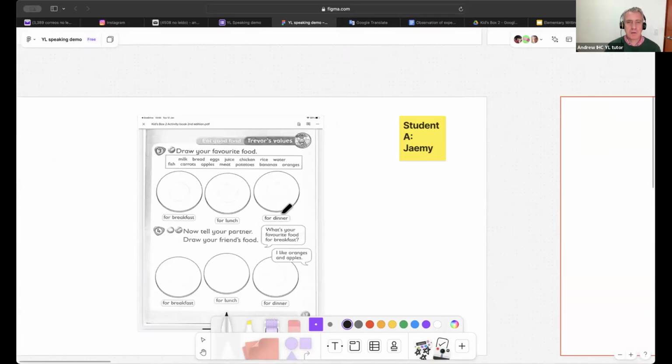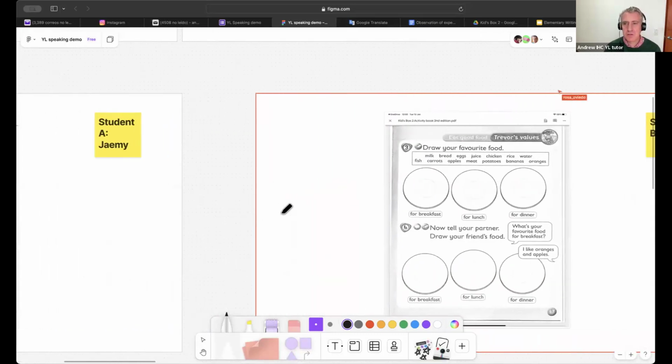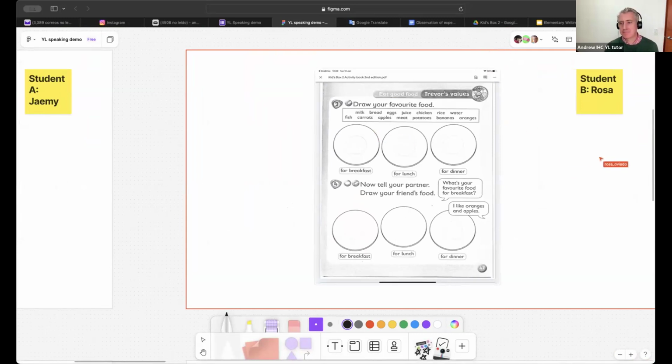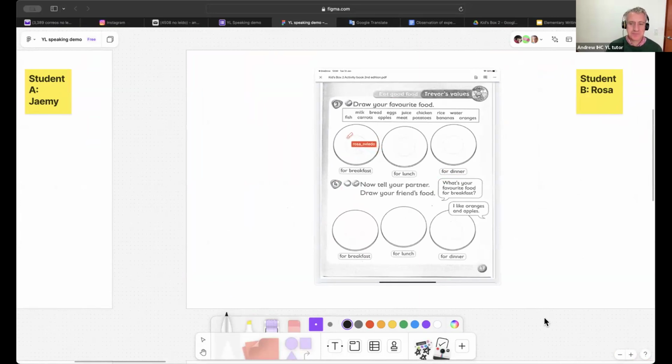Okay, thank you, Rebecca. Jamie is having problems, and Rosa is as well. All right, well, in that case, try and draw it on the handout. It's always good to have the handout as a backup. There we go.